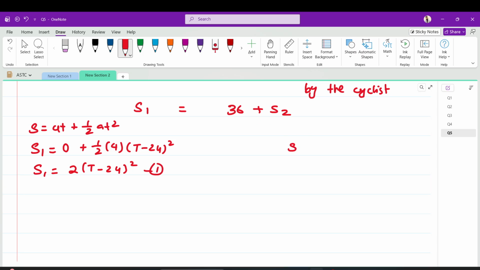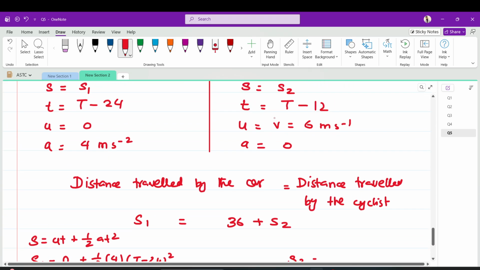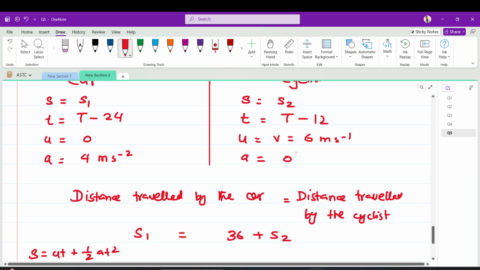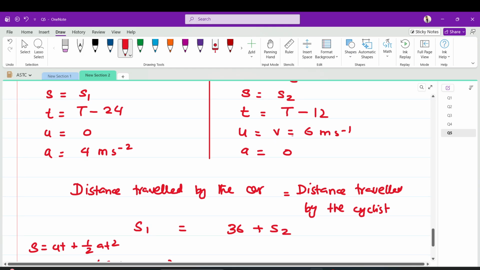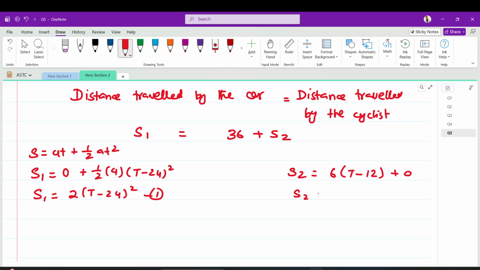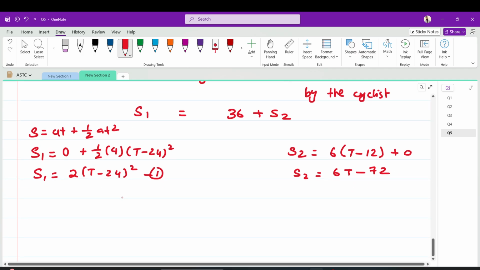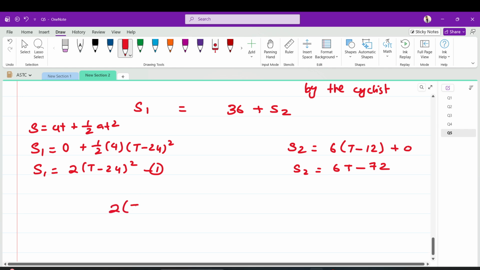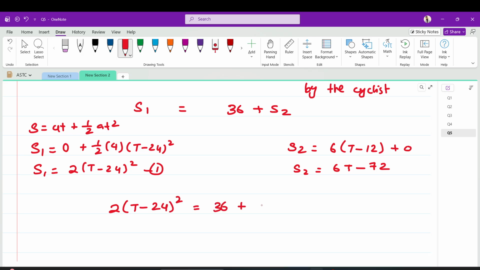I need to find out what is S2. So again, S is equal to ut plus half at squared. Since a is 0, the second term, half at squared, will be cancelled. So we only have ut, which is 6 times (t minus 12) plus 0. So S2 is equal to 6t minus 72. Now I'm going to use this equation: S1, which is 2 times (t minus 24) whole squared, equals 36 plus 6t minus 72.